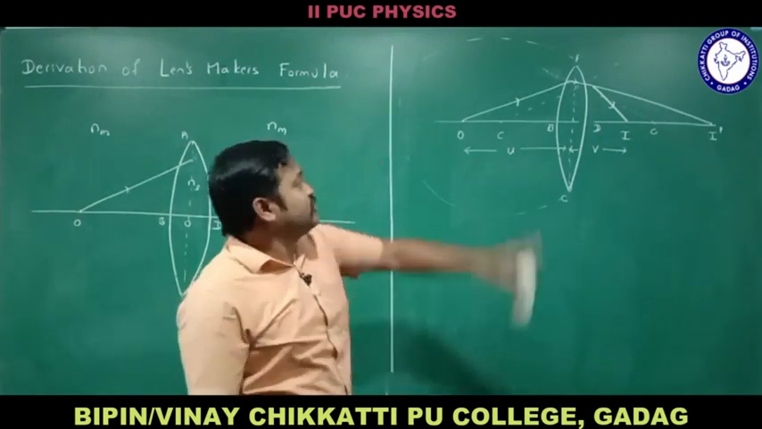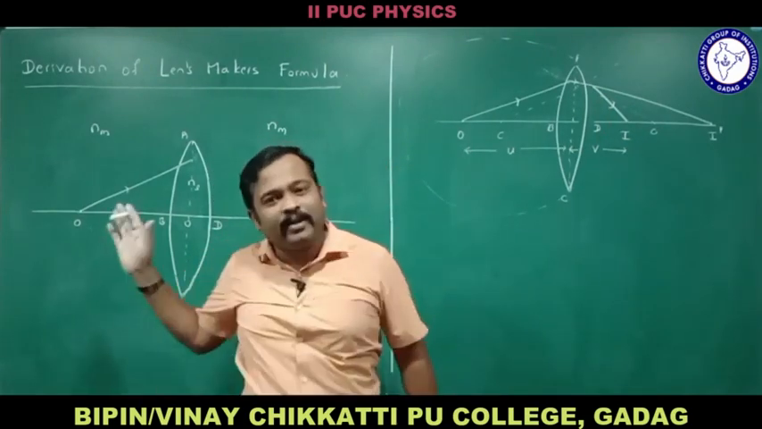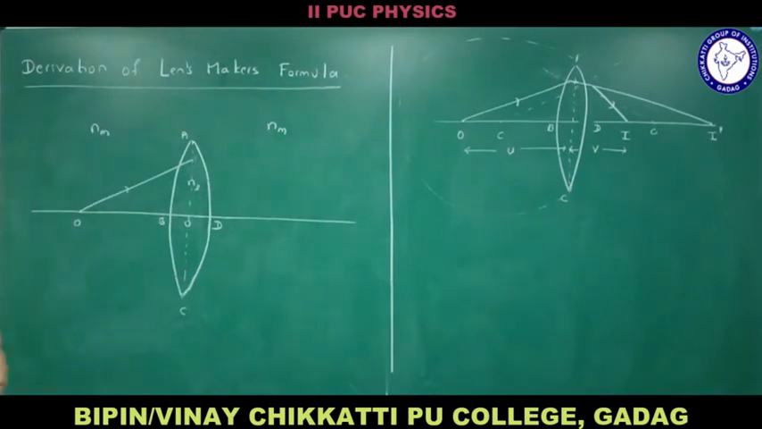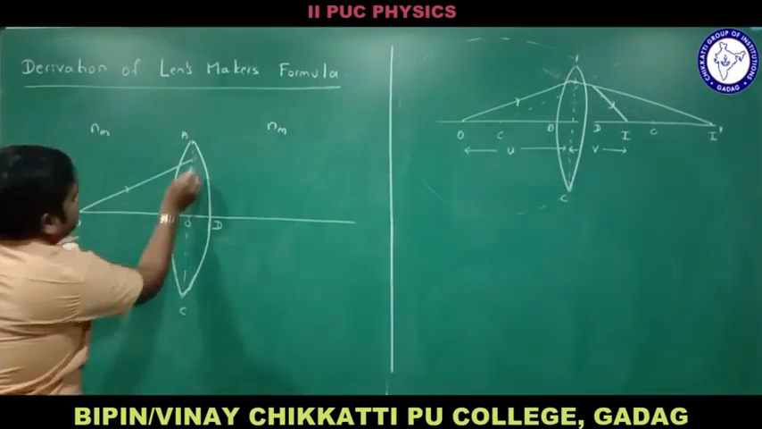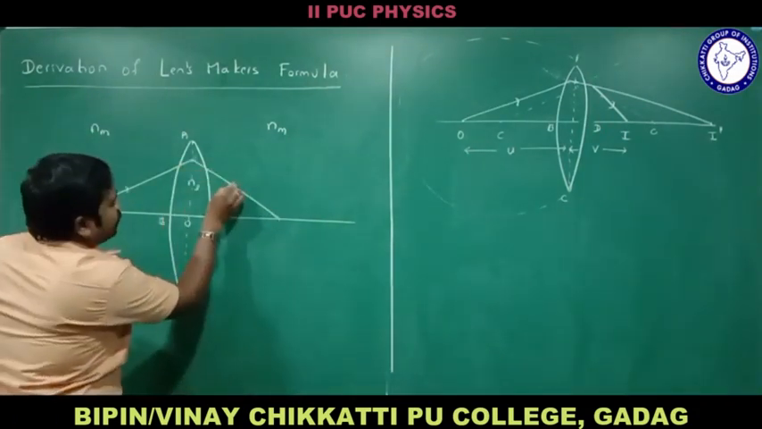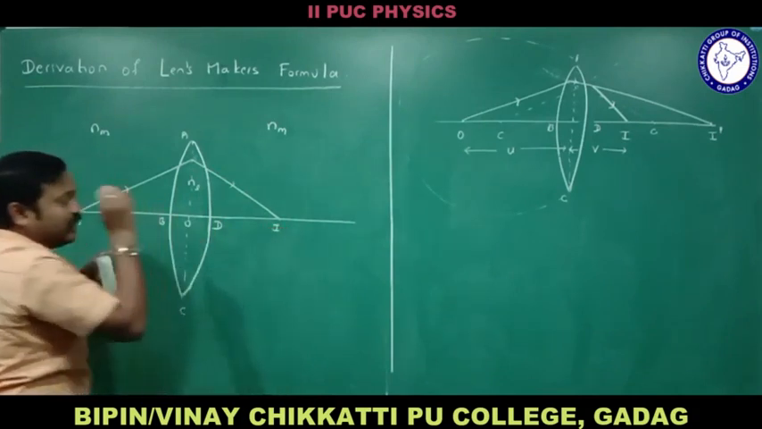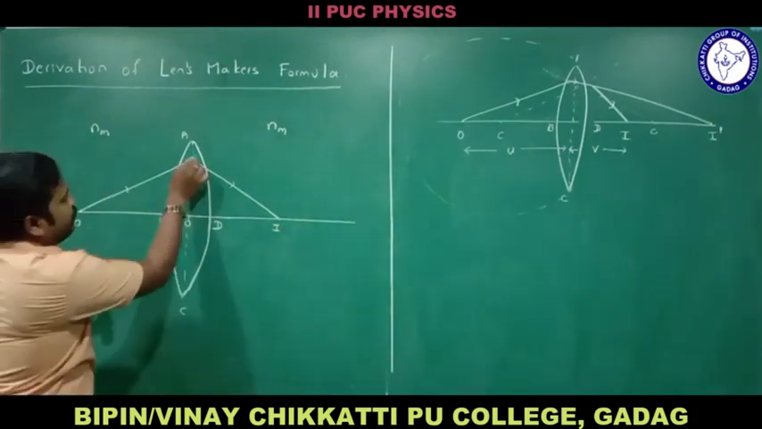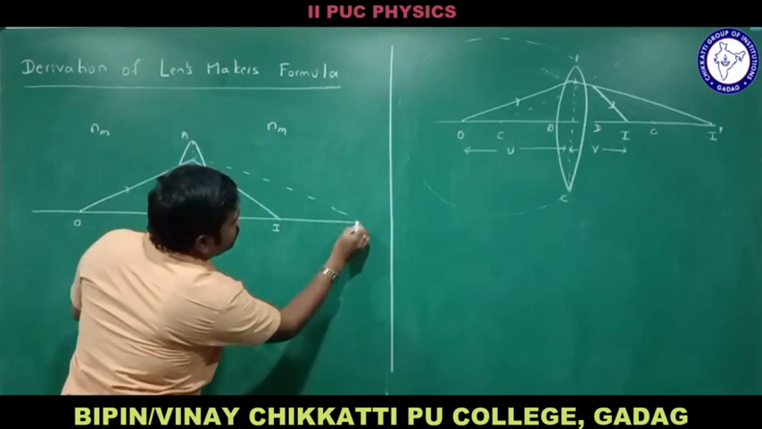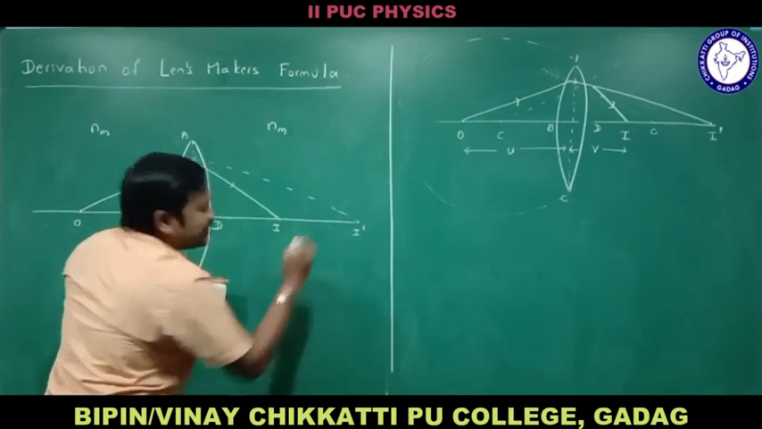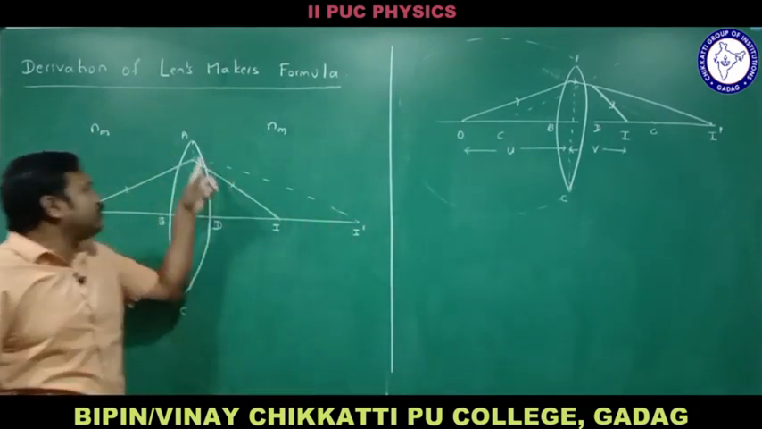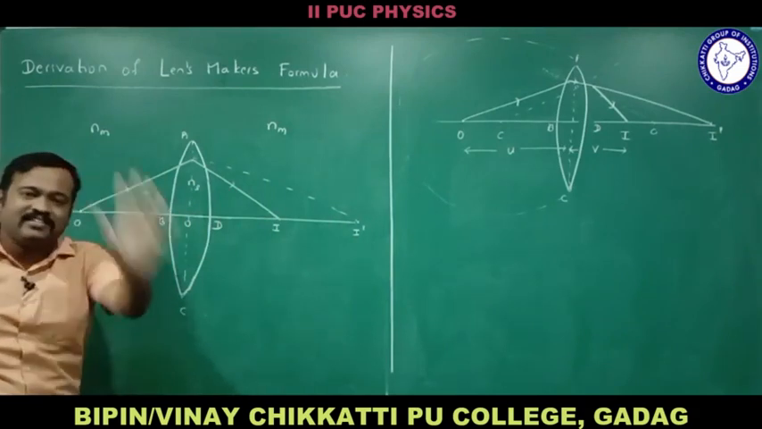So this is actually the ray diagram. Let me make it simple and draw it here. This is the object. This is the image formed, which is the image of the lens. Let me take another one. And what is this here? I dash. What is I dash? I dash is the image formed by the first spherical surface.